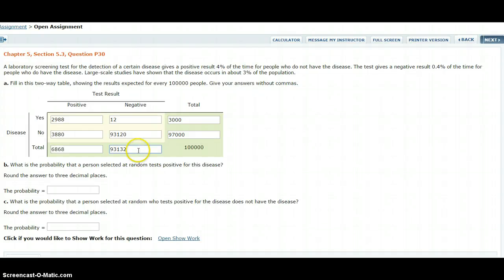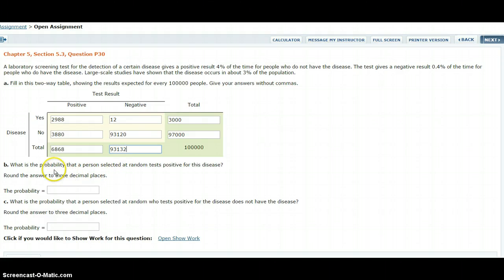93,132. And if I've done everything right, this is another cool thing about these tables, these two should add up to give me 100,000. Well, 6,093 gives me 99,000. Adding the other two, I get 1,000. So yes, that is 100,000. So I do know that all my numbers there are correct. Please do check at the end, because I'd hate for you to miss one of these tables just because of an adding or subtracting error.